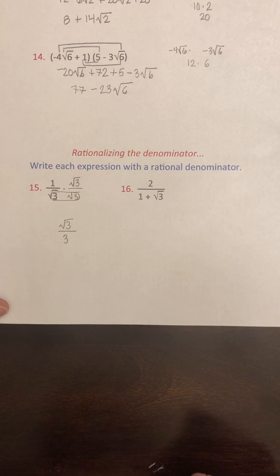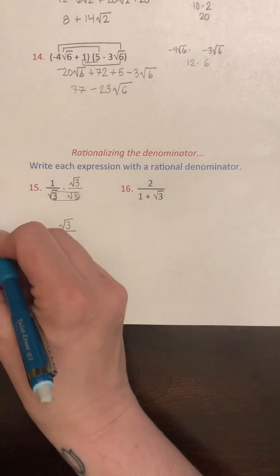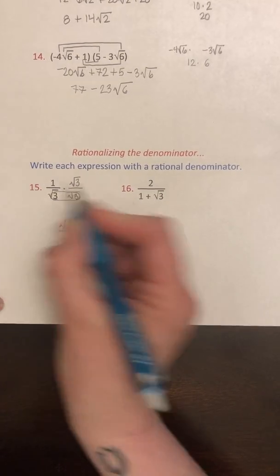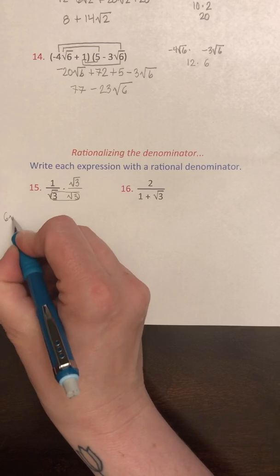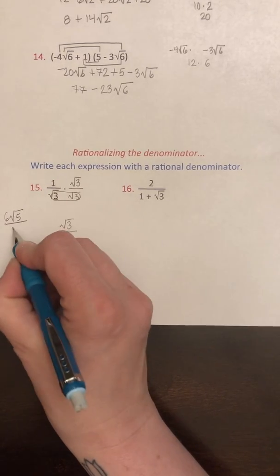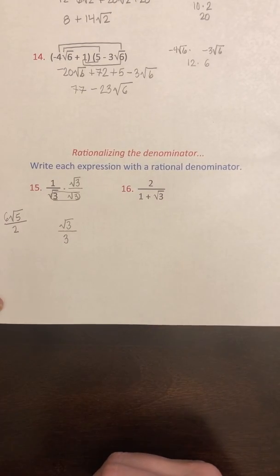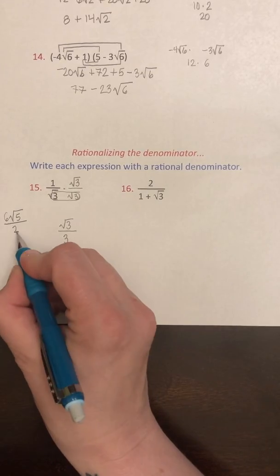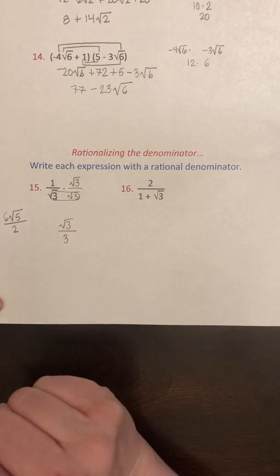The question I usually get is, can I reduce that 3 over 3? And the answer is no. One of those numbers is under a radical, the other one is not. Now for example, if you had, let's say, 6 on the square root of 5 divided by 2, could we reduce that? Absolutely, because the 6 and the 2 are both outside of a radical.